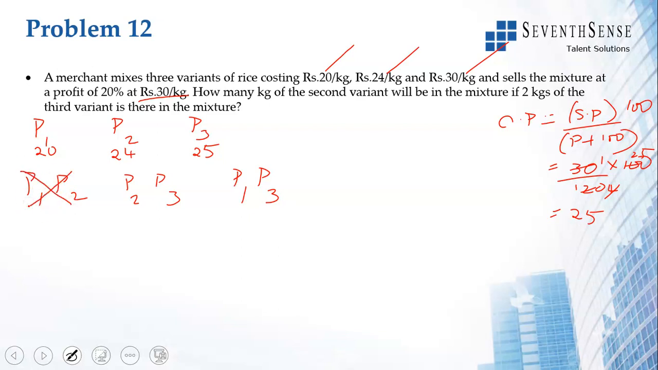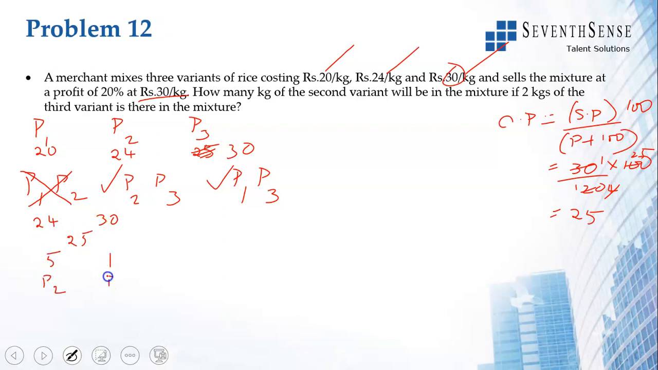Not possible. Sorry, this is P3 which is 30, right? If I take P2 and P3, 24 and 30, the resultant mixture is greater than 24 but lesser than 30. I can take it. If I take P1, P3, 20 and 30, 25 is greater than 20 and lesser than 30, so I can take it. Okay, so for P2, P3 combination, if you have to do, I write it as 24, 30, 25, makes it 5 and 1.